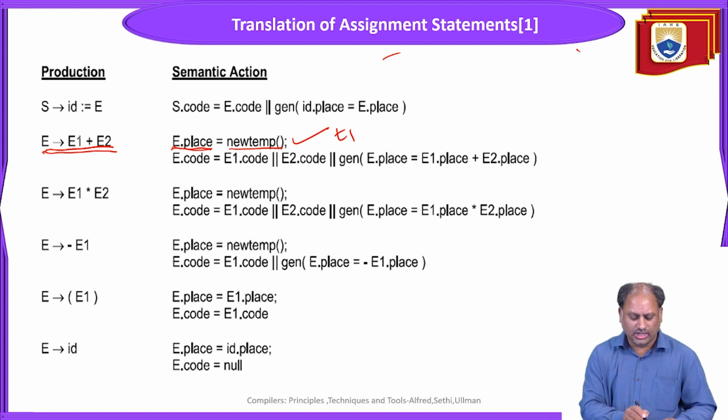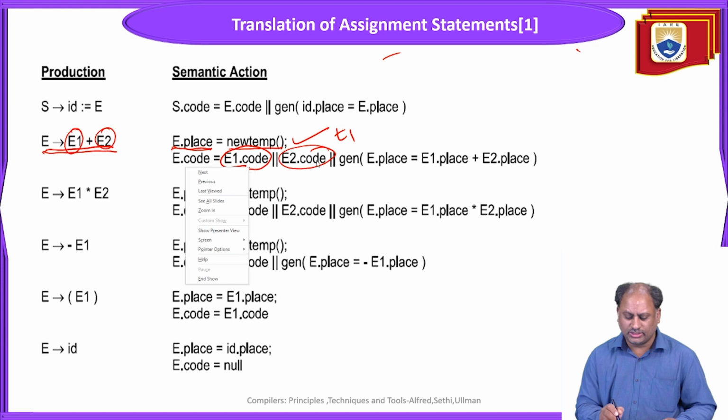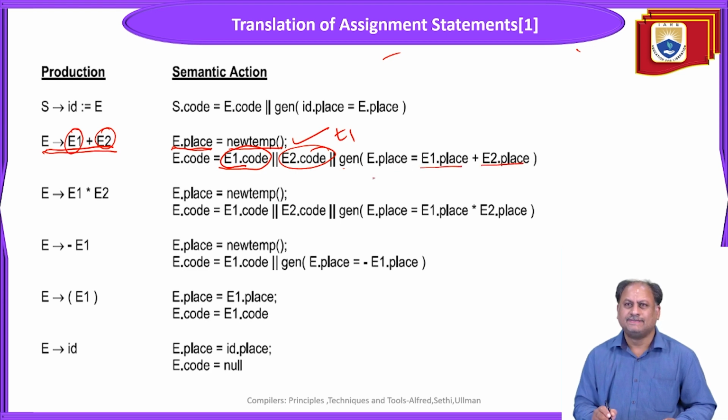Now for the right hand side of the expression, the code is to be generated with E1 dot code and the second expression E2 dot code. Then the E1 dot code output is sent directly to the E2 dot code, and then it is performed and generates code by applying the operation. So here what is the place value of E? E1 dot place, E2 dot place. Then it generates a code with the variable E dot place. That means this is assigned to the left hand side of the variable.